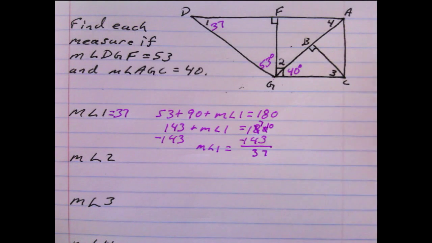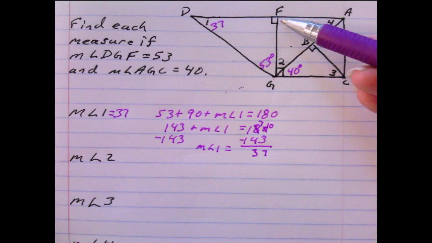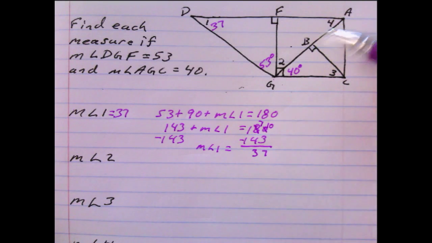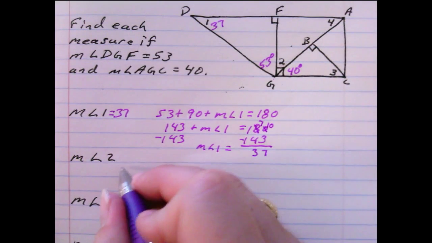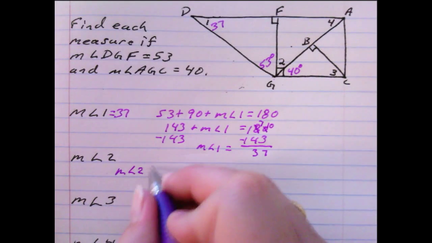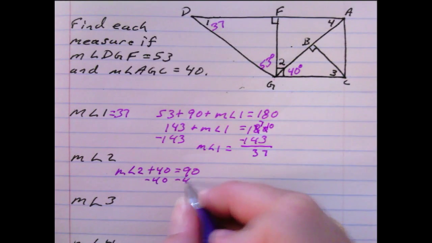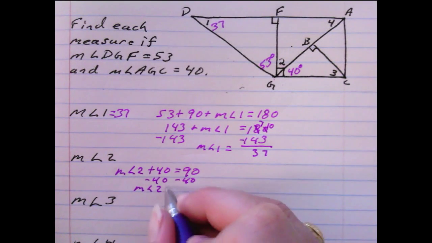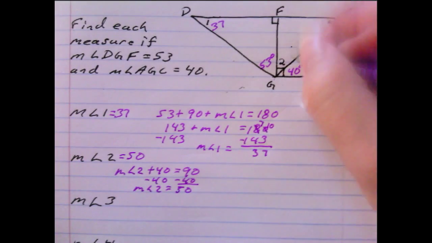So then the next one is angle 2. Well, when I'm looking at angle 2, I don't know anything. I know this is a right angle, but I don't know anything about 4. So I can't do my interior angle sum theorem. I also know that this here is a right angle. When I add this angle to angle 2, I should get 90 degrees, so I'm going to use that. So the measure of angle 2 plus 40 equals 90. So just subtracting 40 from both sides, the measure of angle 2 equals 50. So I'm going to put 50 in here.